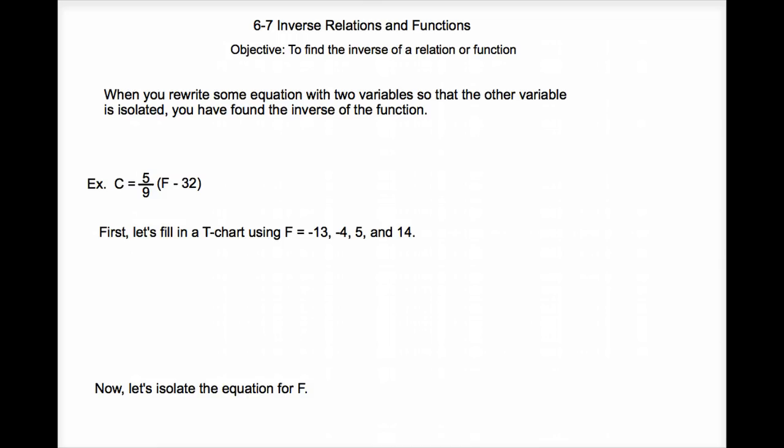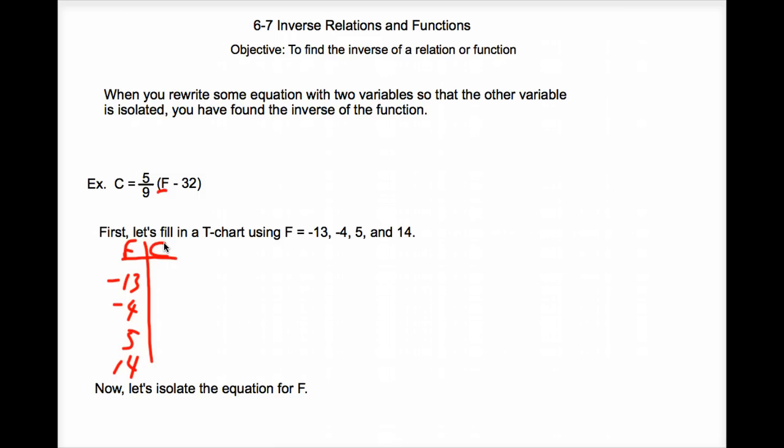I start us off with an example that hopefully looks familiar to you. I've got the Fahrenheit to Celsius conversion here. What I'm going to do is make a little chart using these numbers: -13, -4, 5, and 14. I'm plugging them in for F. I'm saying F is my input. Hopefully it makes sense to plug in for F because that's got all the numbers around it, and that'll give us the output that we're looking for.